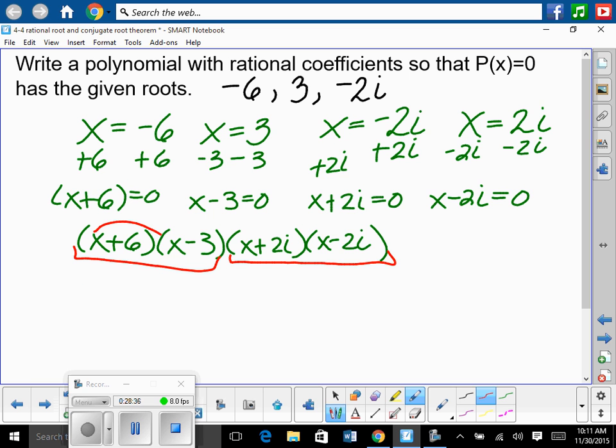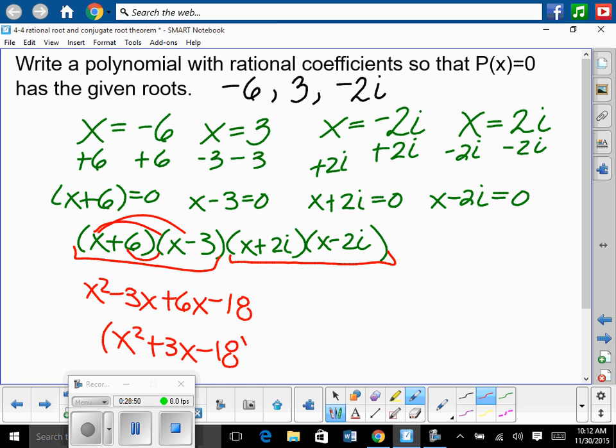X times x is x squared, minus 3x, plus 6x, minus 18. Right, everybody? Combine my terms: x squared plus 3x, minus 18. Is everybody following me? That's that piece. Now let's multiply this piece through. And since they're conjugates, won't their middle terms cancel out? Yeah. So I'm not going to multiply the middle terms.